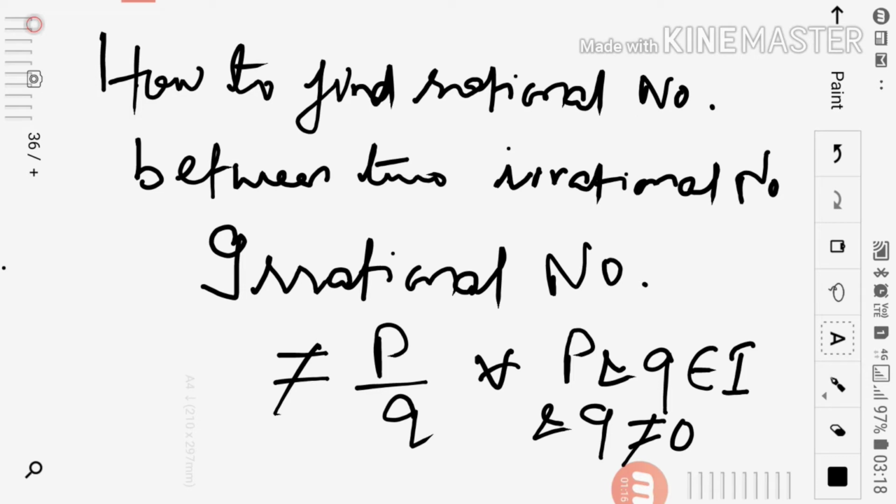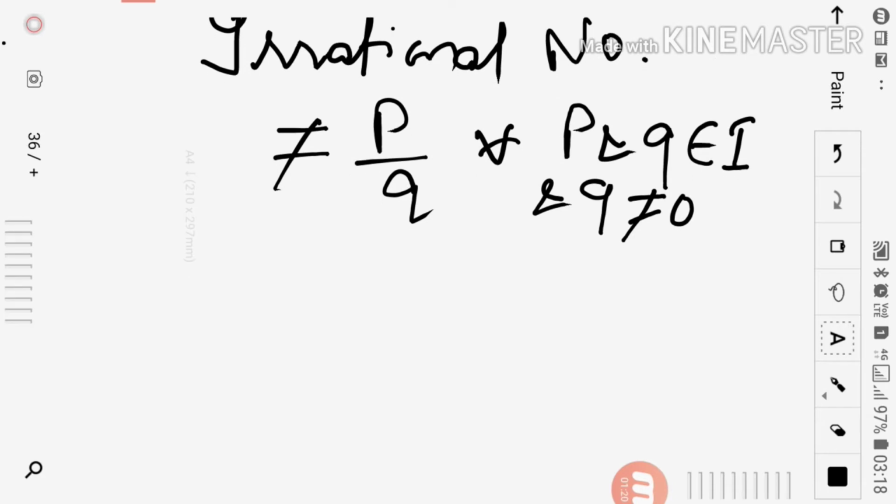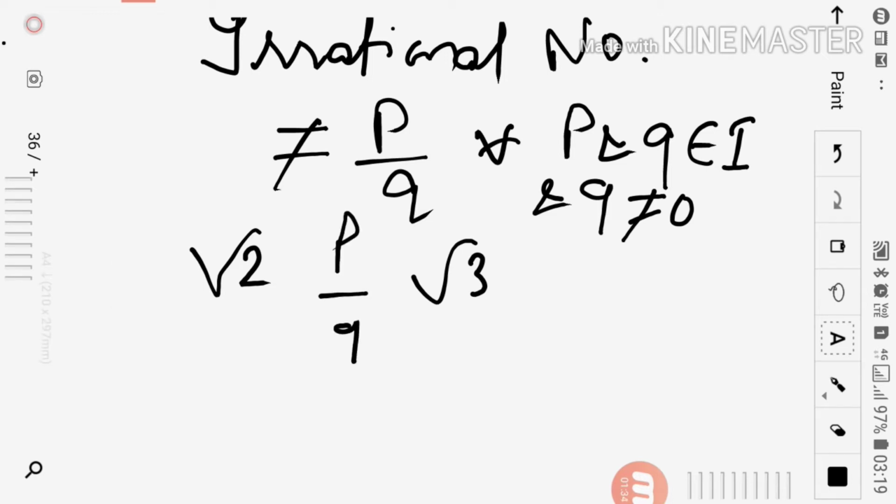Now we have to find rational numbers between irrational numbers. For example, let's take root 2 and root 3. These are two irrational numbers, and we have to find rational numbers like p by q, which are between root 2 and root 3.